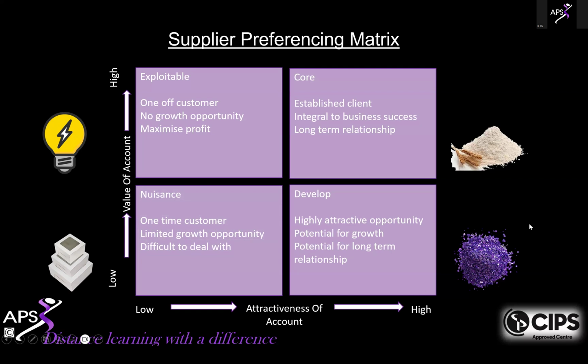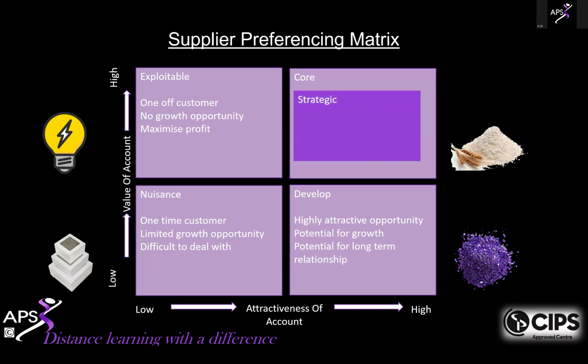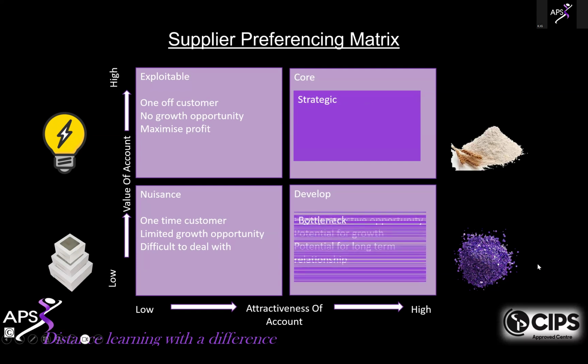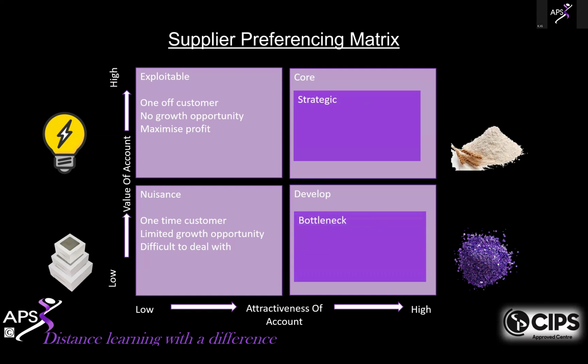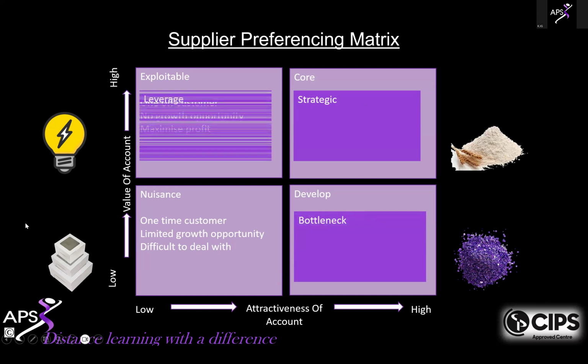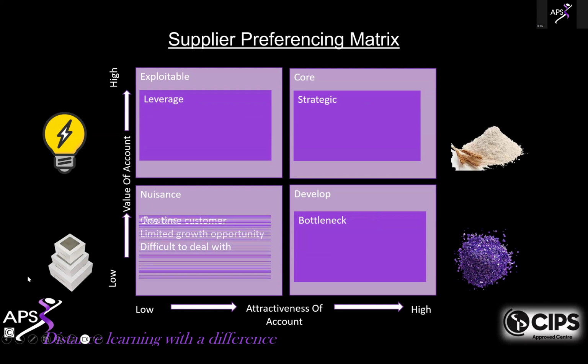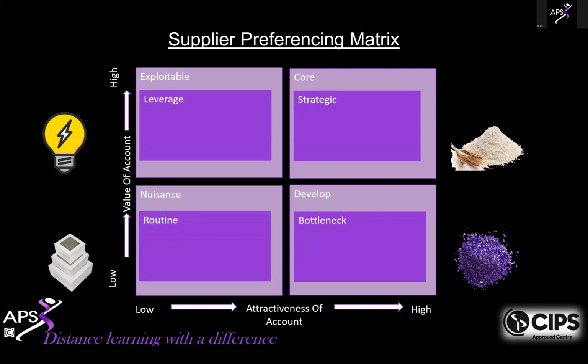If we think about this in accordance with the Kralchik matrix, a supplier that sees us as core, a high value account, a high attractive account, could be a strategic supplier to us. A supplier that sees us as develop could be a bottleneck supplier for us. A supplier that sees us as exploitable, we could see them as leverage. And finally, if we're seen as nuisance, this could be a routine supplier from our perspective.